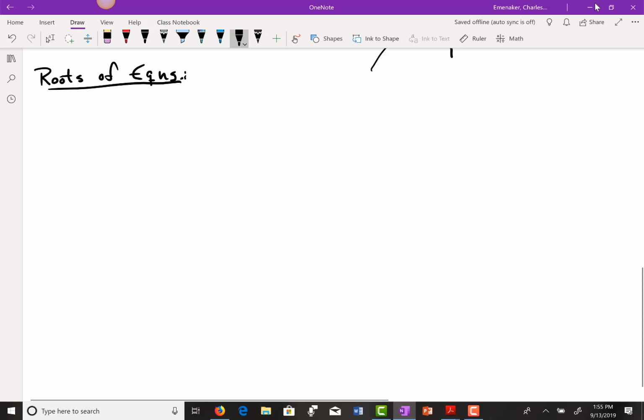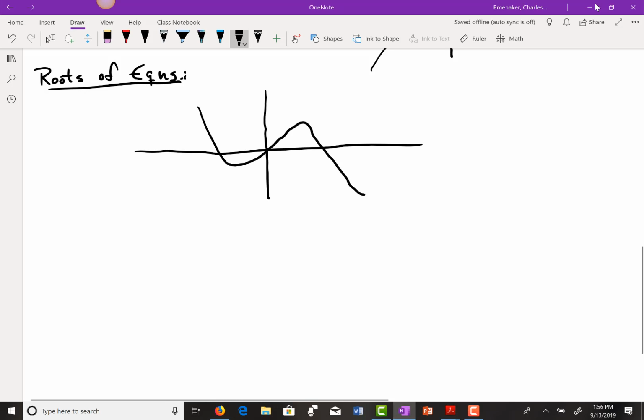Okay, anyway, roots of equations. A root is a situation on a graph where the function intersects the x-axis. Now be careful. This does not mean x equals 0. People are quick on the draw to say, aha, x equals 0. Think about it for a minute.